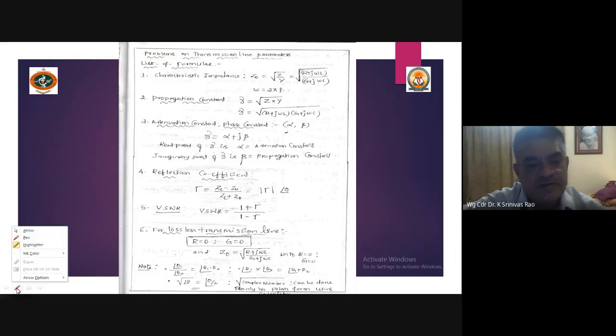Now, to summarize whatever we have studied till now, before going to the voltage standing wave and standing wave patterns, I would like to use this technique to explain the final list of formulas. Please note down these formulas, very important, because they are handy, and you will be able to understand and interpret them and write them in the exam. The characteristic impedance of a transmission line is given by the square root of Z by Y, that is, impedance by admittance.